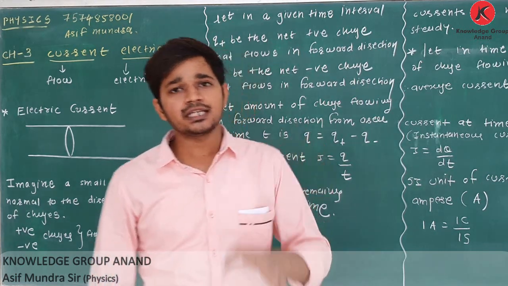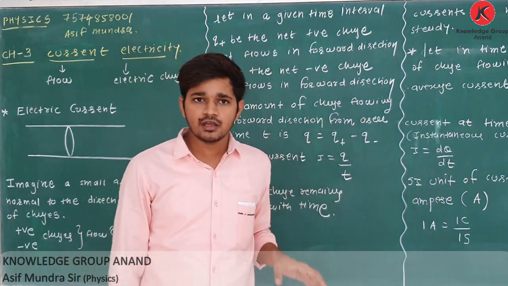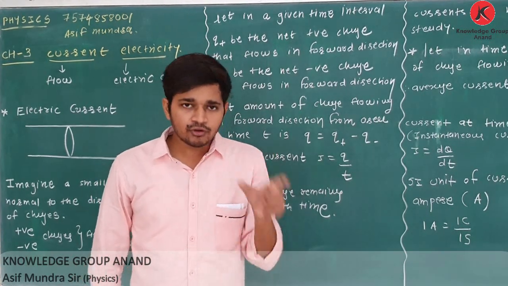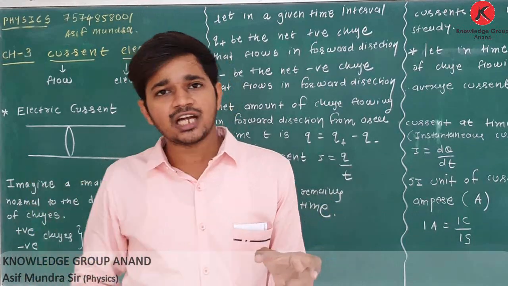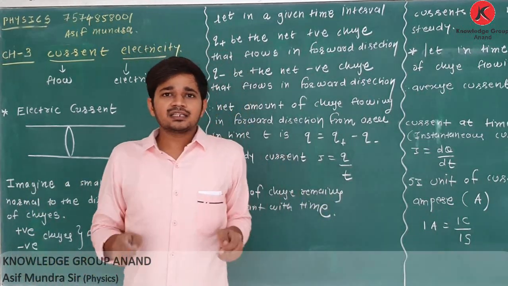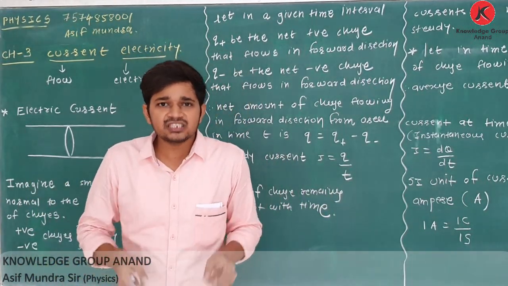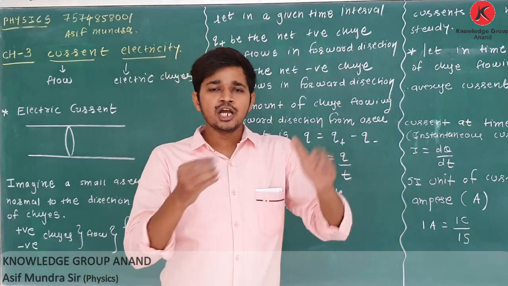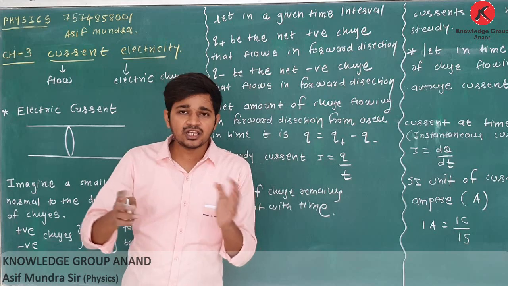What do you mean by current? Current means flow of anything. Here, what is the meaning of current electricity? Current means flow of, and electricity means electric charge. So current electricity is the branch of physics which deals with charges in motion. Charges in motion, flow of charge, or we can say current.